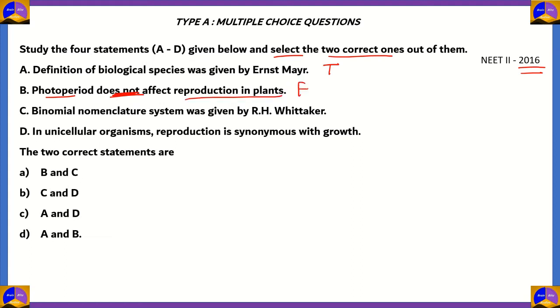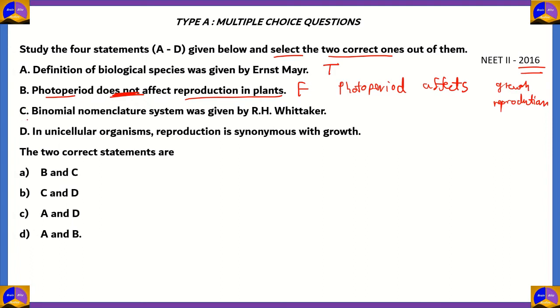This statement is false because photoperiod, that refers to the amount of light received by the plant, affects both the growth of the plant as well as its reproduction. So the photoperiod tells the plant whether it's summer or winter, and some species need a lot of photoperiod before reproduction. Others need a lot of photoperiod so that they can grow better. So statement number B is false.